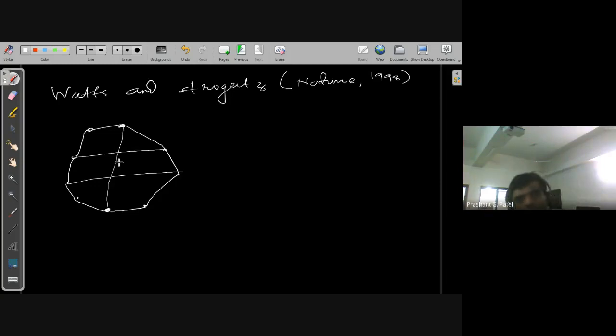This type of concept was given by Watts and Strogatz, and they concluded that if such a situation is happening, then we can say that the graph is a small world graph.